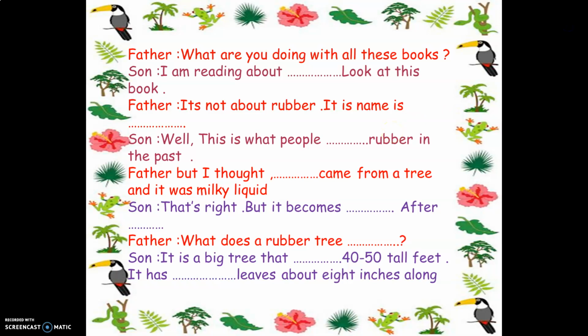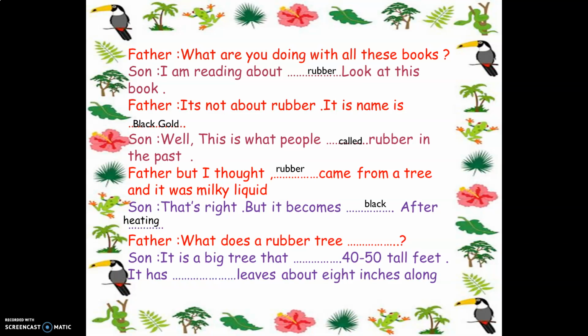Then, girls, open your book, page 69. 69, please. What are you doing with all these books? Son, I'm reading about rubber. Look at this book. Father, it's not about rubber. Its name is black gold. Son, well, this is what people called rubber in the past. Father, but I thought rubber came from a tree and it was a milky liquid. Son, that's right, but it becomes black after heating.